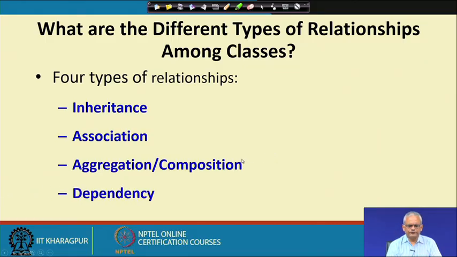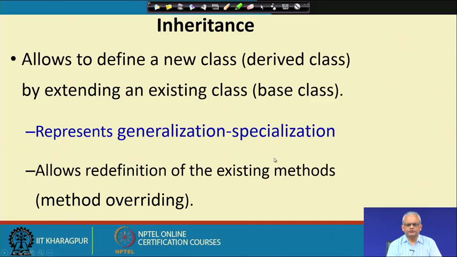The fourth type of relation between classes is dependency. So, one class may depend on another class. We will see a short while from now when a class is said to depend on another class. We will see that there are various reasons why a class may be dependent on another class. Now, let us see these 4 types of relationship in some detail. First, we will look at the inheritance relationship.